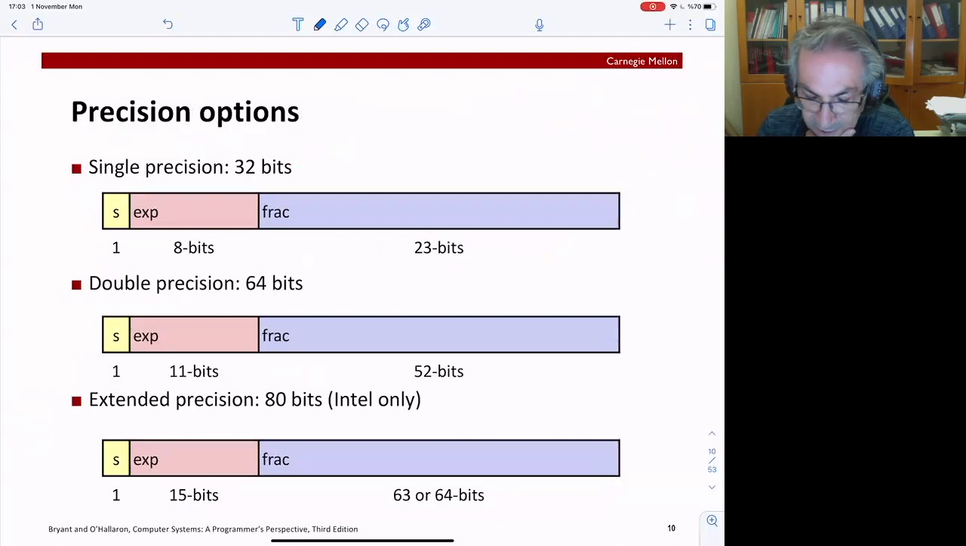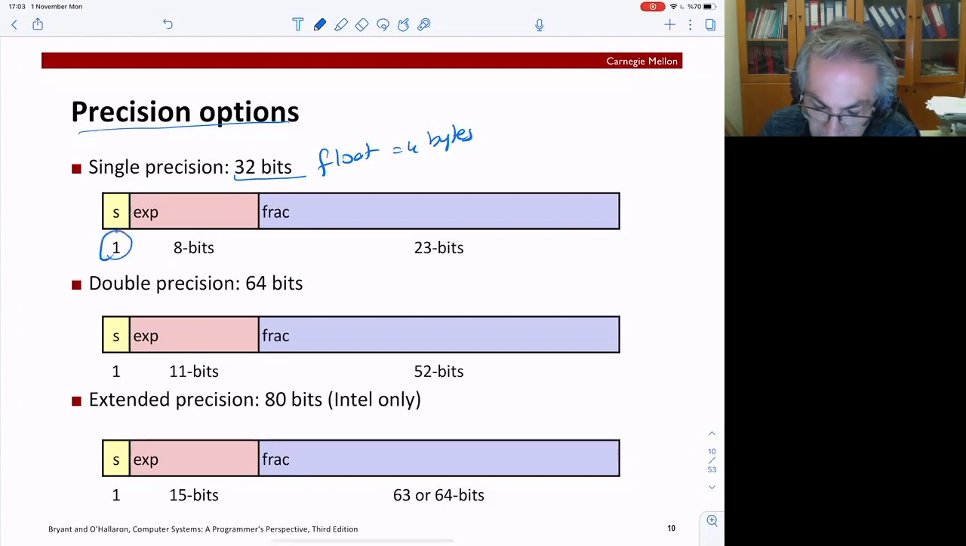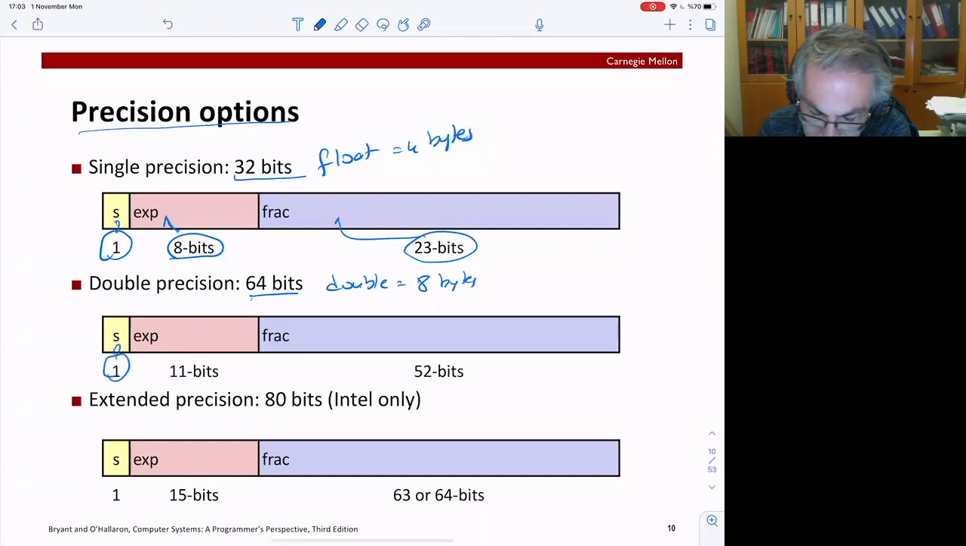So we have different precision options. The first one is single precision. This is what we use in float representation. Remember, float takes 4 bytes, which is 32 bits. And within that, we use 1 bit for the sign, 8 bits for the exponent, and the remaining 23 bits for the fraction. And when we go to double, which uses 8 bytes, then we have 1 bit for sign, 11 bits for exponent, and 52 bits for fraction. So you should basically know this, you should memorize this.